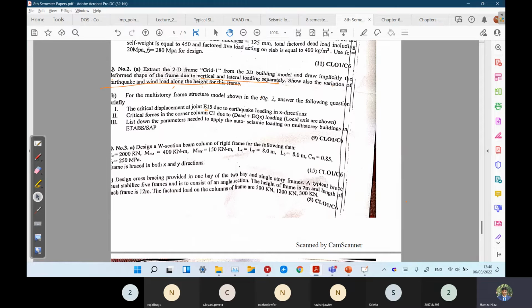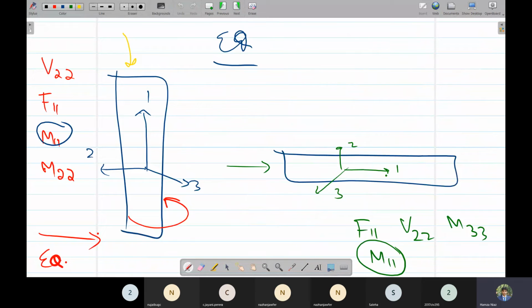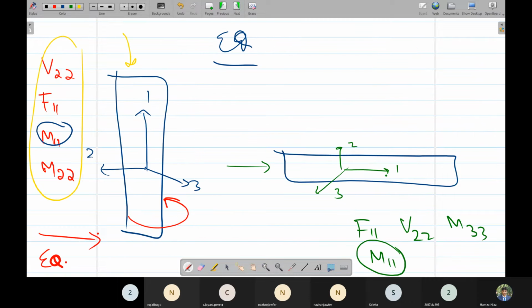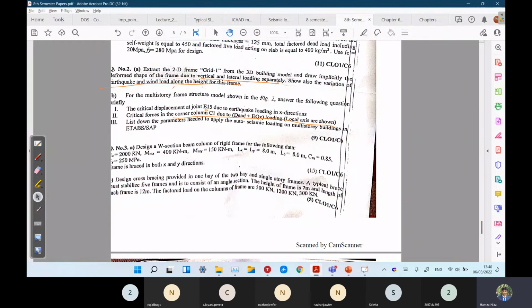The critical force in column C1 that we have already discussed: the critical forces in the column would be, due to gravity loading, these three forces, and due to earthquake loading, these four forces. And remember M11 is torsion, so it is going to be a minor force. It would be present, but it would be a minor force. But we have to mention this. We cannot skip this. Yes, we have to show these according to local axis, like F11, M11.